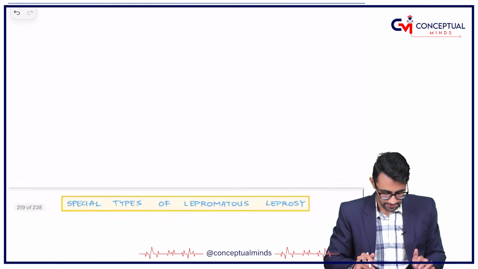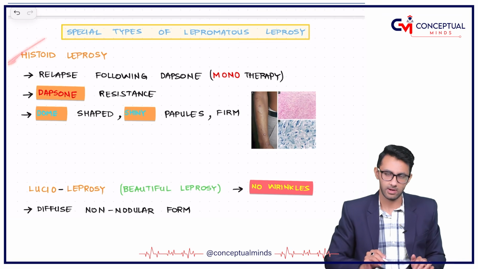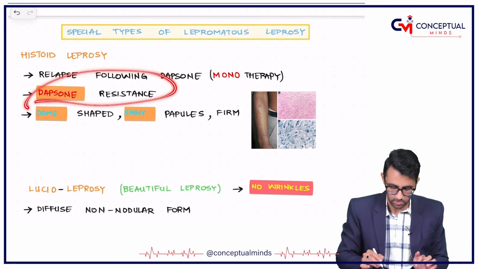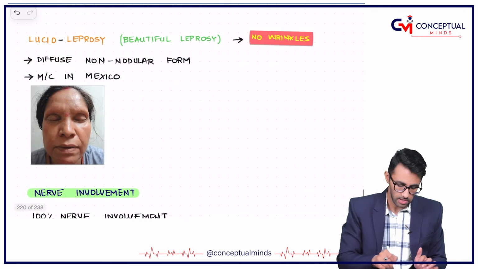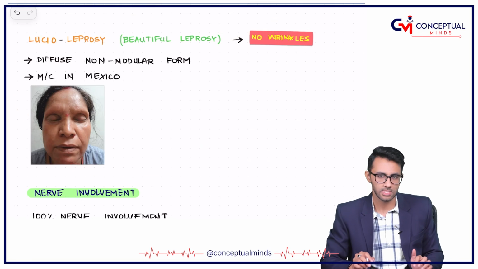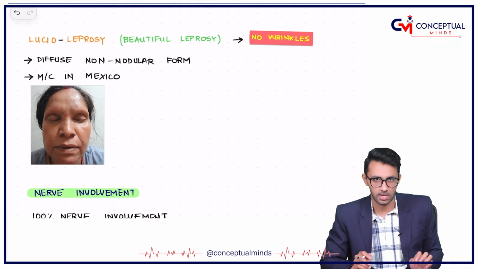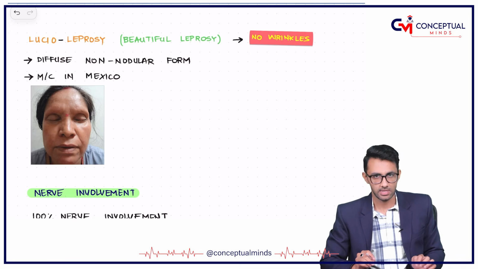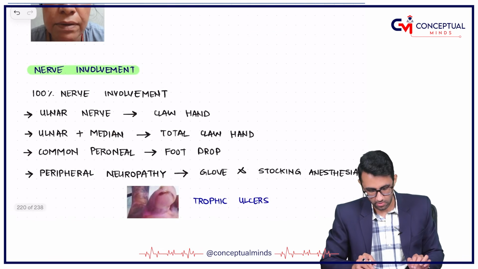Okay, all right. How about the next variant? There are two special types of Lepromatous leprosy. One is the histoid type. What is it? It is seen in dapsone resistance. What do we see? We see dome-shaped lesions, the shiny ones. How about Lucio leprosy? This is the beautiful leprosy. Why do we call it beautiful? Because there are no wrinkles. Definitely, she did not go and take a good session of Botox and fillers. She has something called Lucio leprosy, most common in Mexico.